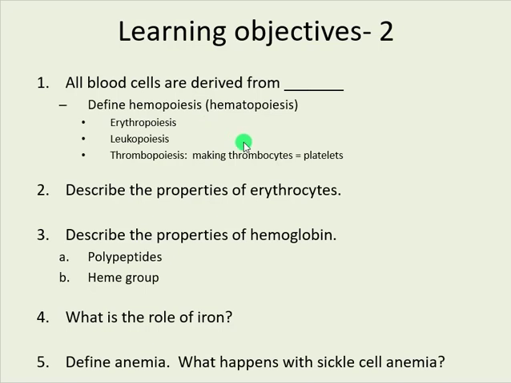All of those fall under this umbrella term called hemopoiesis, also hematopoiesis. These are the same thing, potato, potato. And so all that means is hemopoiesis is simply the process of making blood cells, and it can come in one of three different flavors: erythropoiesis, leukopoiesis, or thrombopoiesis. All right. And where our blood cells derive from, we will get into that.